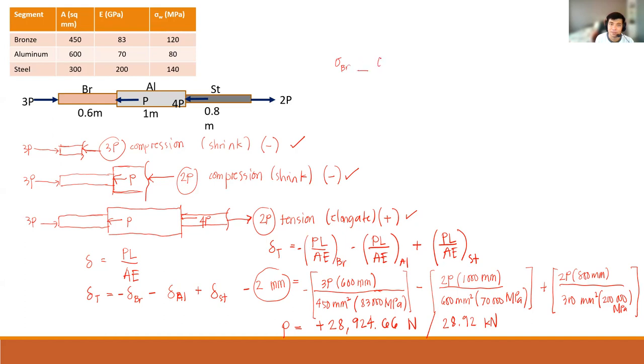So if it's greater than the working stress, right? So force over area is equal to 120 megapascal. Verify if the answer is correct. So for bronze, it is 3P. So 3 times 28,920 newtons, right? Divided by 450 millimeter squared. And then against 120 megapascal.